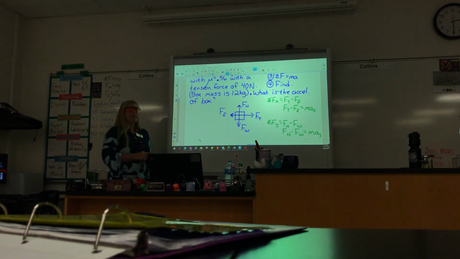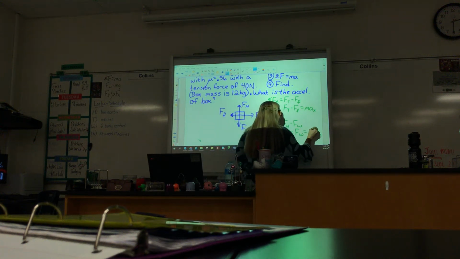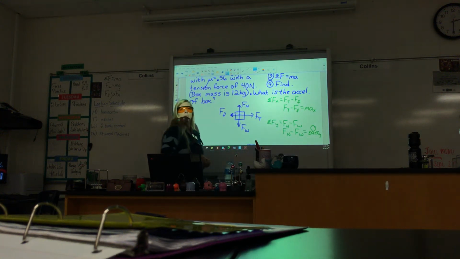Is there a direction that you're pretty sure it's not accelerating? The y-axis. So that means right here, if my acceleration is 0, I can simply say that that equals 0.